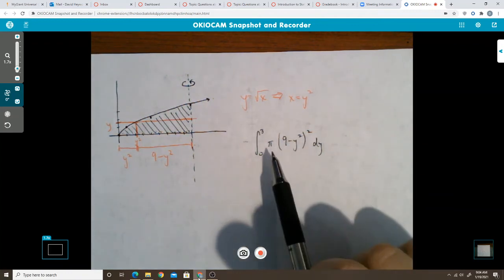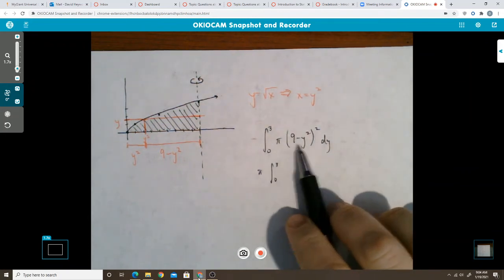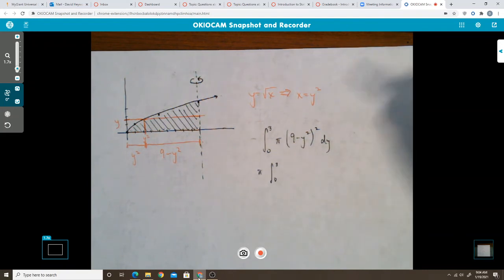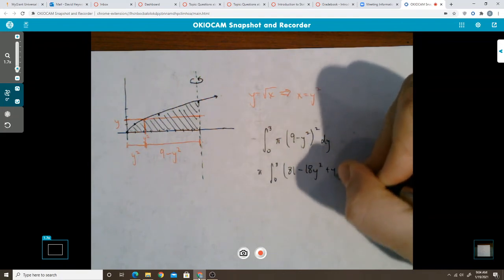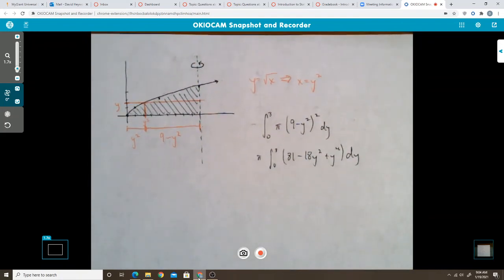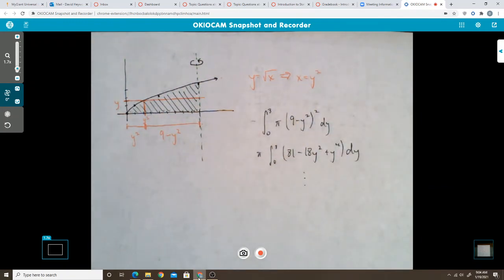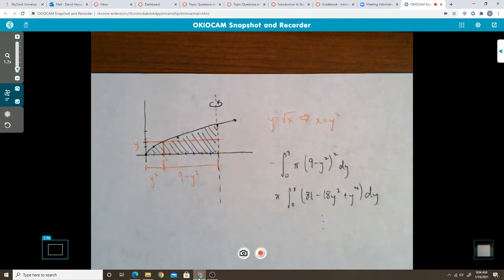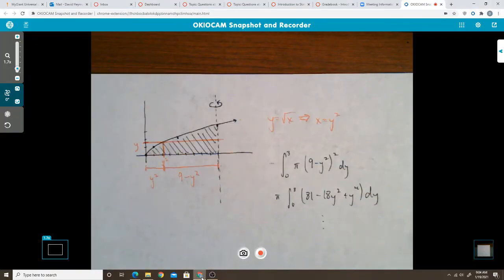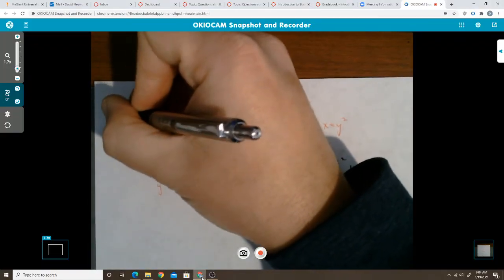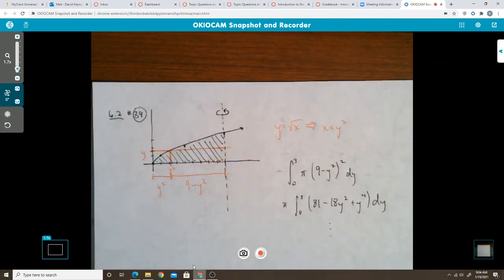The way I would integrate this is, move the pi outside the integral sign, and then expand the 9 minus y squared, squared. So write it out twice, FOIL it. You're going to get 81 minus 18y squared plus y to the fourth dy. And the rest is history. So I'll leave the rest to you. But that's, again, 6.2, number 39. Okay, so hope that helps on that one.